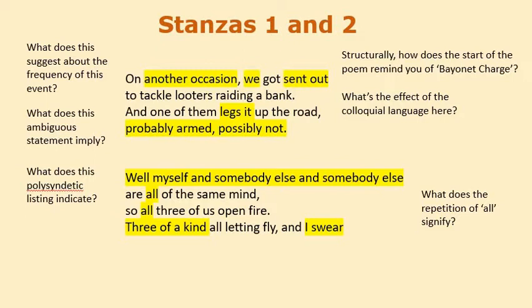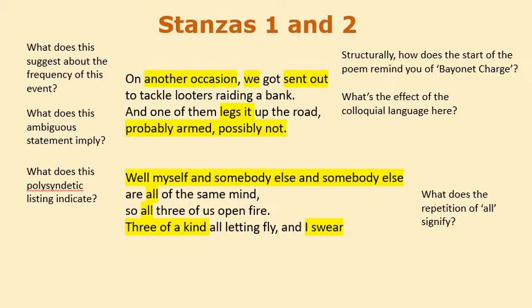So similarly to Bayonet Charge, we start in media res, we're in the action, and I suppose Armitage is doing that because the soldier is repeating this memory constantly, and he's almost trapped in this cycle, and so are we. This is all we get to see as well of what he remembers.